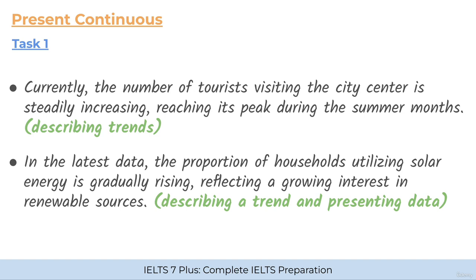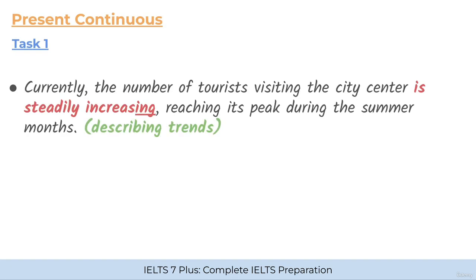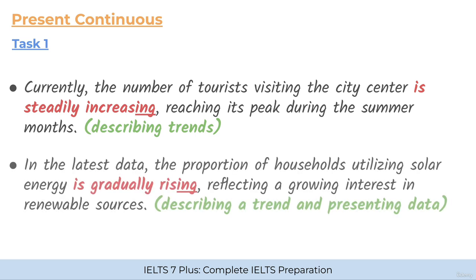And let's have a look. Let's see if you were right. Okay, we've got examples, and the first one is steadily increasing. That's talking about the number of tourists visiting. And the second one, the proportions of households utilizing solar energy is gradually rising.